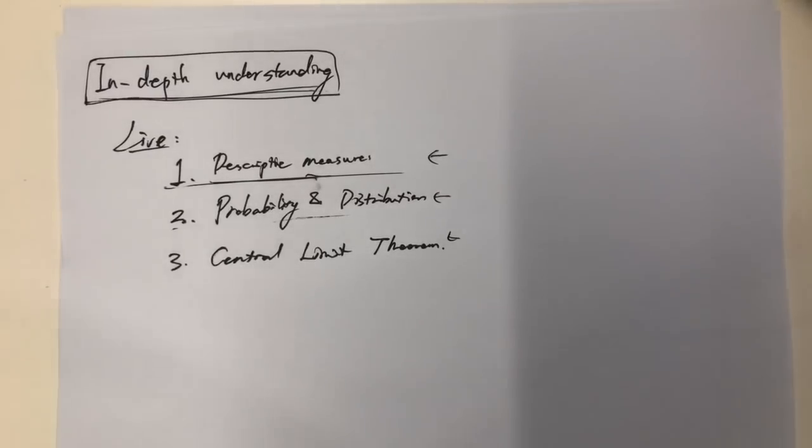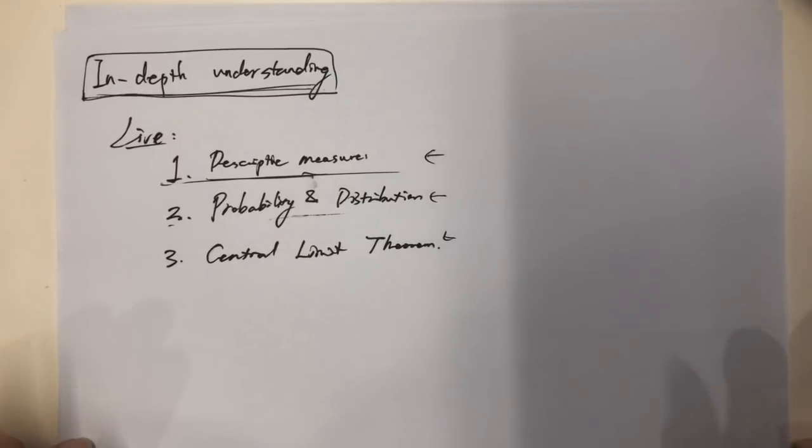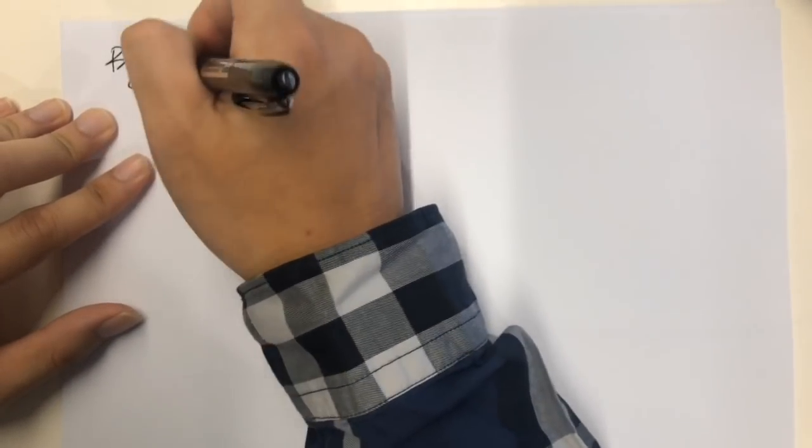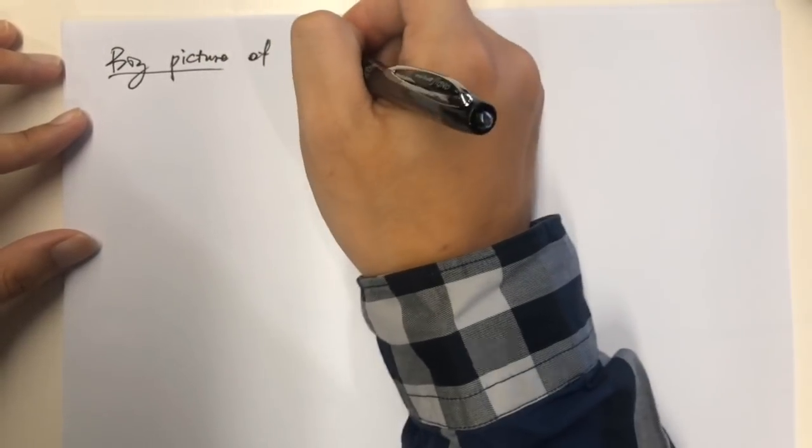The first thing, which is also what we're going to cover today, is descriptive measures and some details of those descriptive measures. When we talk about descriptive measures, I think it's very important that you get to know the big picture of QBUS5001, or the big picture of statistics, because when you have this understanding of the big picture, you can solve a lot of problems that you might not be familiar with before.